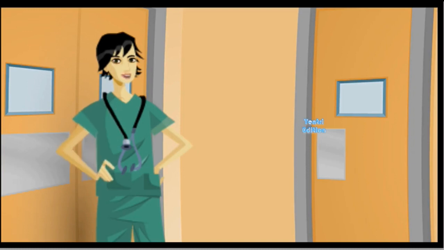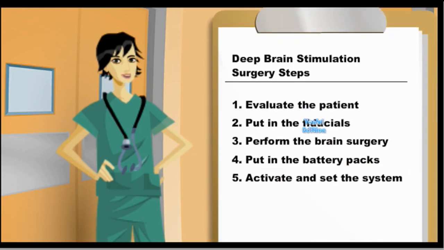You will be assisting me as resident surgeon to perform 3 of the 5 steps of this procedure. Dr. Thompson has already evaluated our patient, which is step 1. We'll handle step 2, putting in the fiducials, step 3, performing the brain surgery, and step 4, putting in the battery packs. Finally, the patient will return to the neurologist for step 5, activating and setting the system.